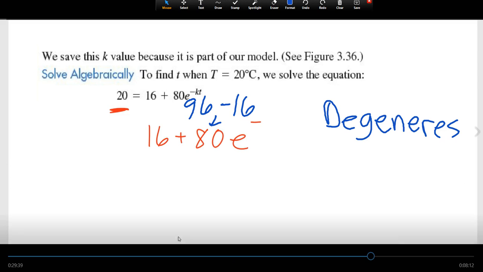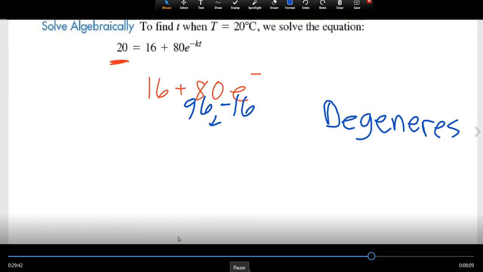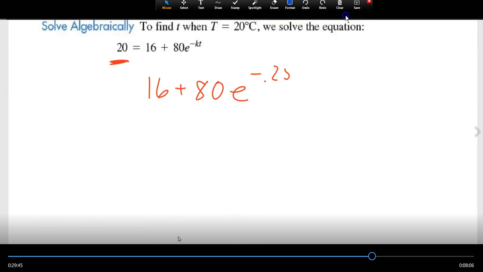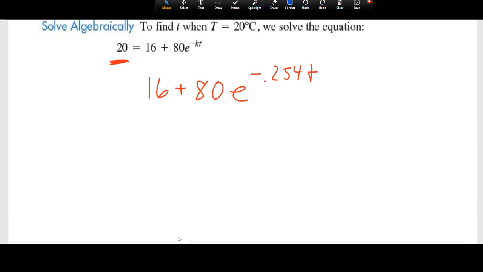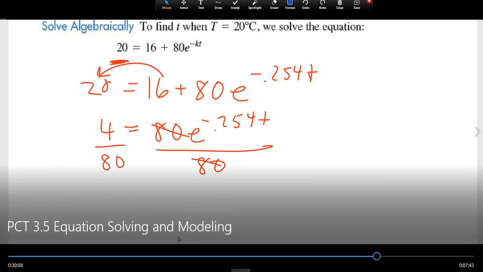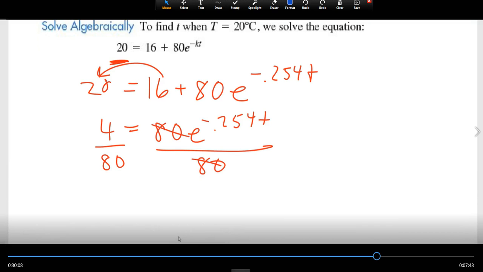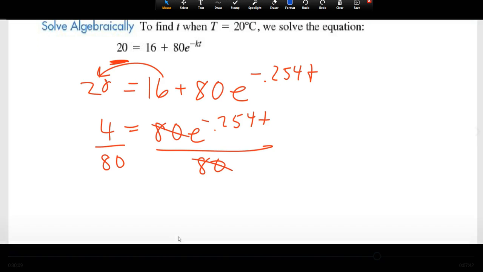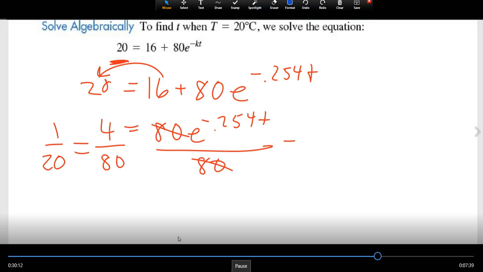And to the negative, what was it again? 0.254. I'll probably use the calculator version of that so it's more accurate. And we'll push this to the other side. By subtraction it will give us 4. Divide out the 80. That'll give me 0.05, right? Because that's 1 over 20. And if you had 1 nickel in your hand, that would be $0.05, in case you're wondering. That's 1 over 20, which is like a nickel, folks.